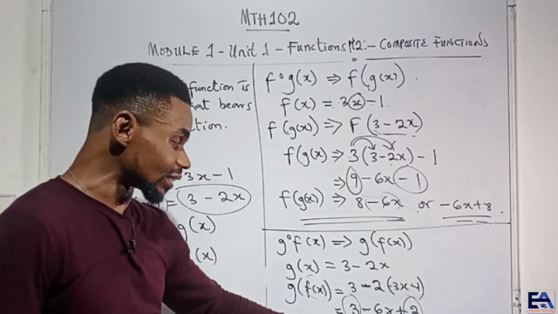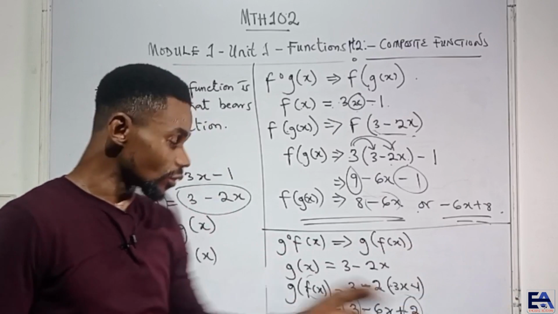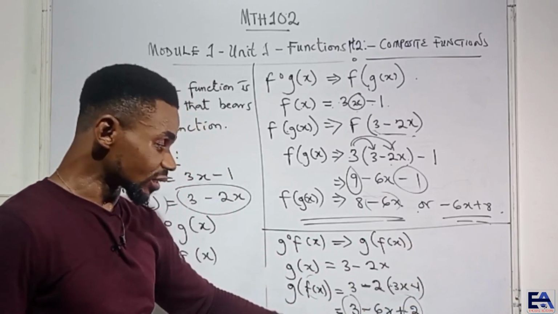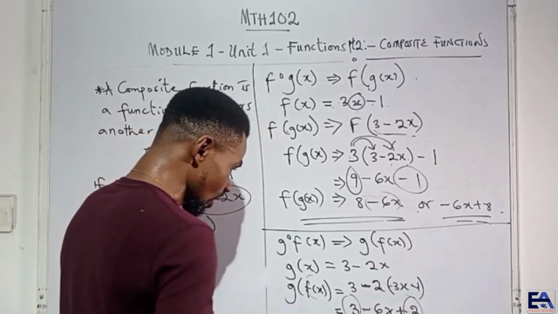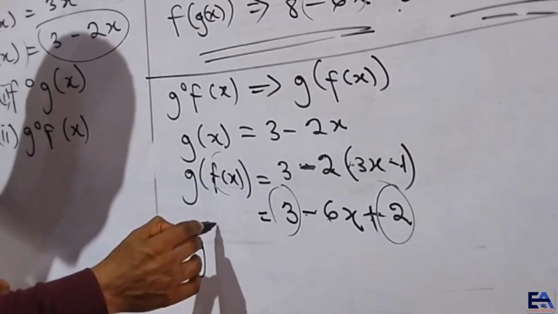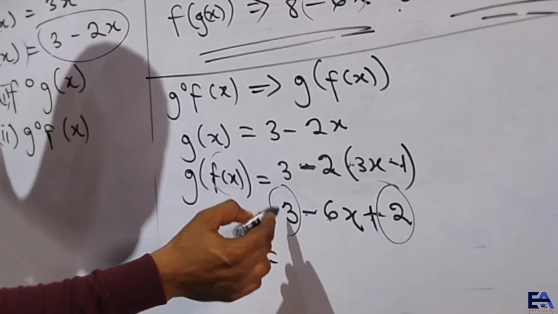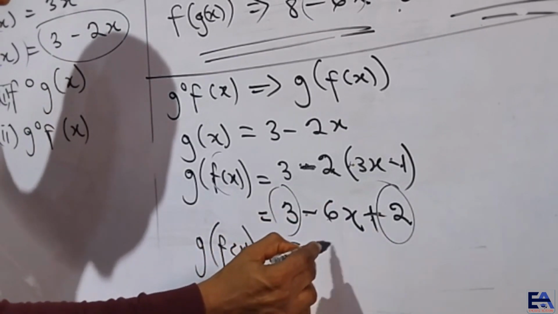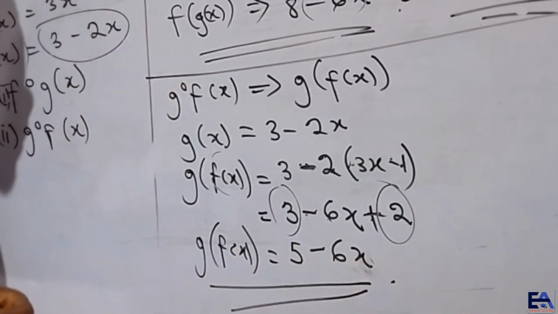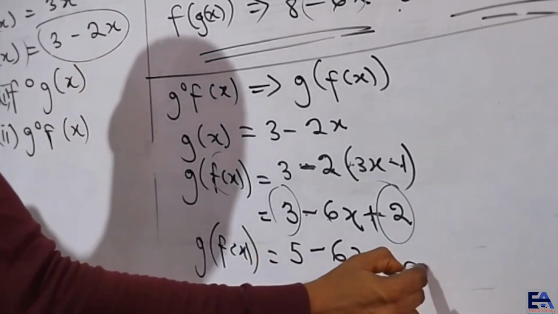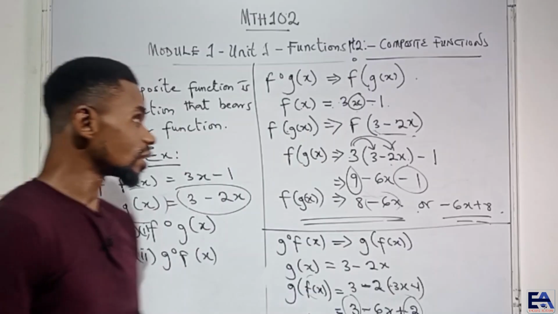Assuming we add another thing that has x, yes, the two of them will operate in terms of plus and minus. But here, it's only one x term. So 3 plus 2 will give you 5. So g of f of x is therefore equal to 3 plus 2, 5, that's 5 minus 6x. And that is the answer. Or you can say minus 6x plus 5. Anyhow, you are still correct. It depends on what comes out in the option.